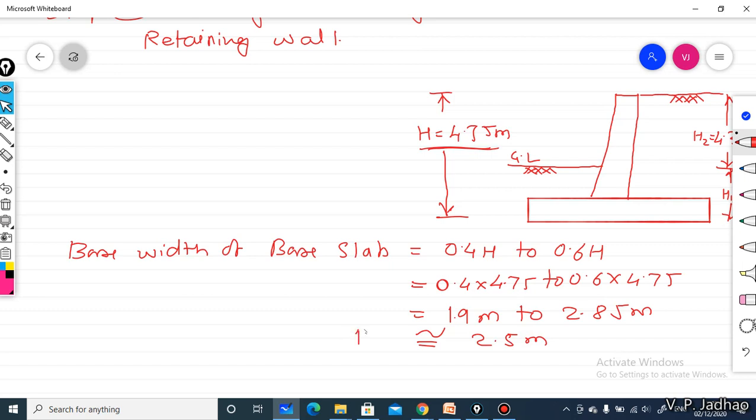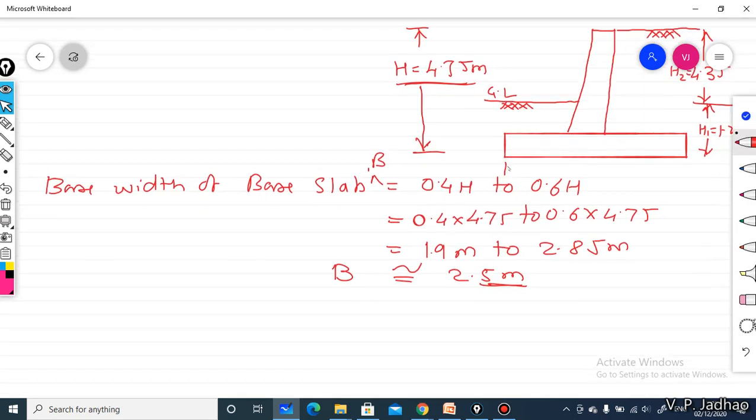Let us consider the base width of this base slab, denoted by b. This comes out to be 2.5 meter. So this total width of your base slab comes out to be 2.5 meter.